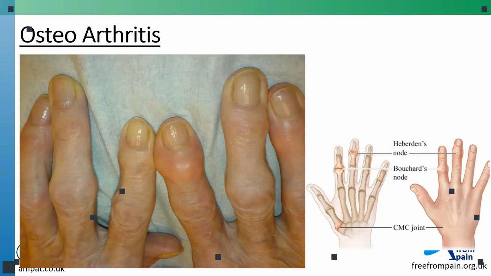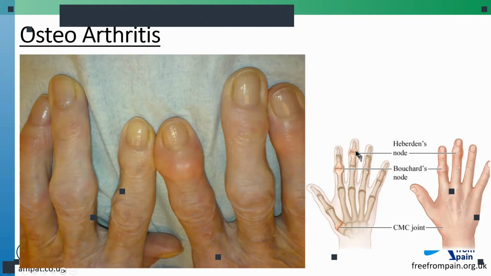But this is primary osteoarthritis in the hand, and that is called Heberden's or Bouchard's nodes. So the Heberden's nodes are where there is osteoarthritis in the DIP joint, and the Bouchard's nodes are when there is osteoarthritis in the proximal interphalangeal joint. So the primary osteoarthritis sometimes is not symptomatic. Patients get along very well, and they don't need any treatment. But sometimes they may have difficulty.